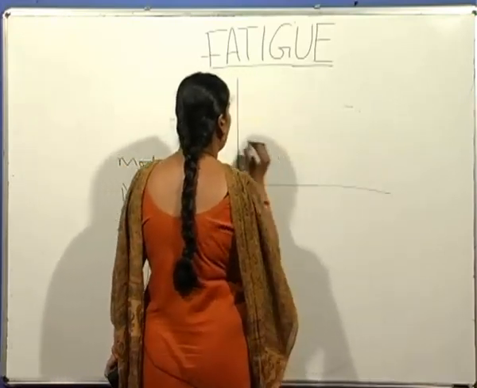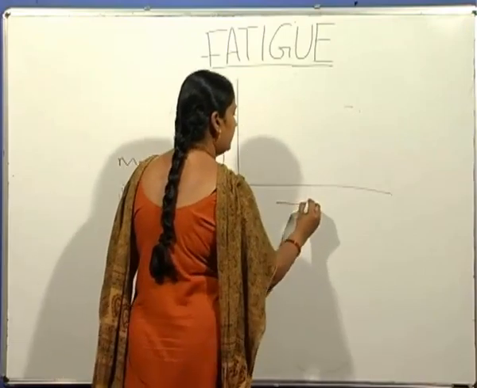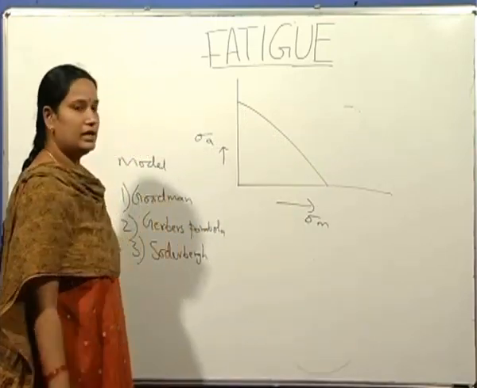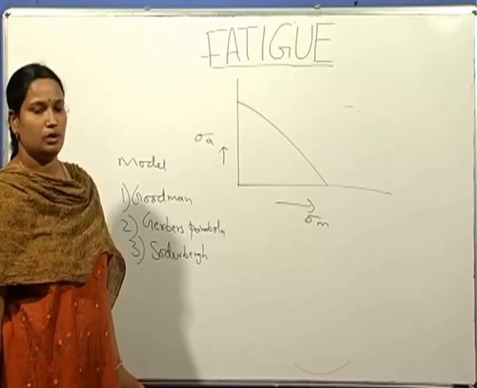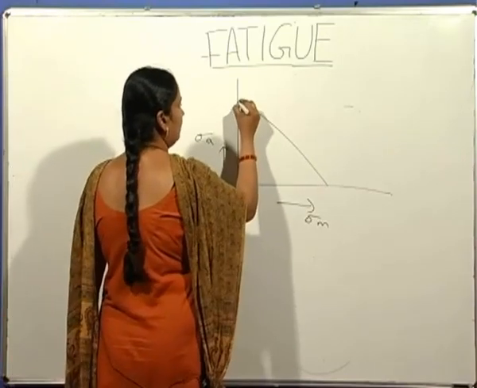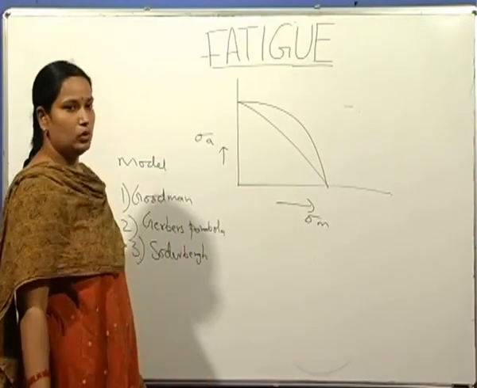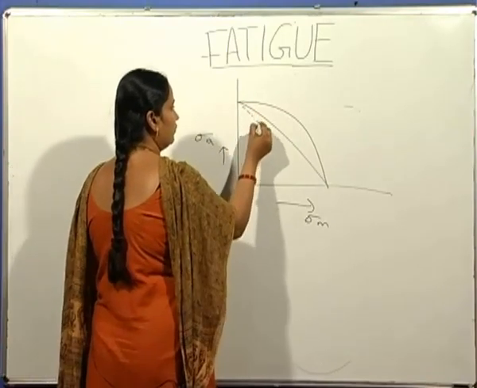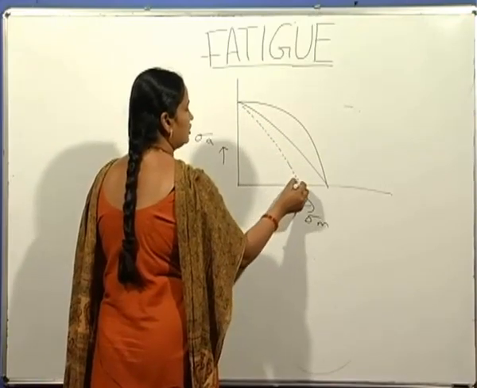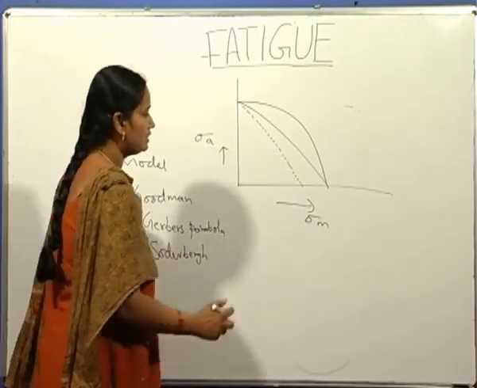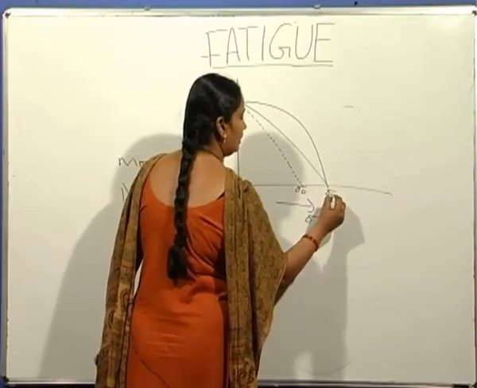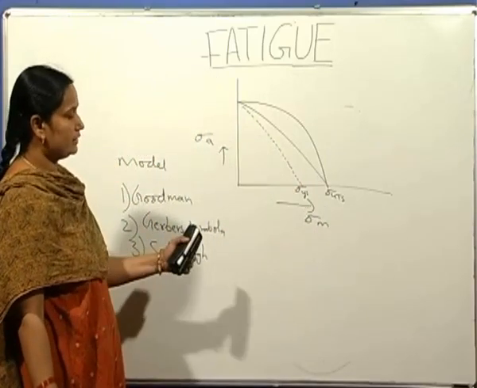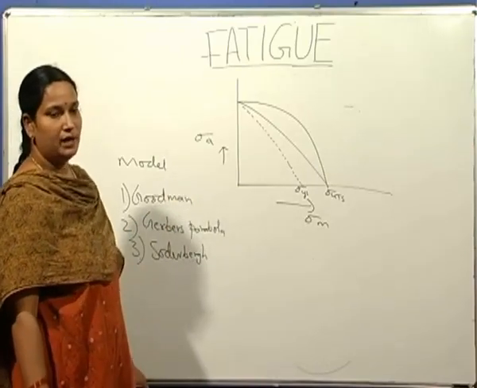So this is a plot of alternating stress with respect to mean stress sigma m. For the case of Goodman, it has been found that a linear relationship holds. For the case of Gerber, a parabolic relationship holds. And the Soderberg model is also linear, but the stress is replaced by yield strength, sigma ys, instead of ultimate tensile strength. This is for the case of Soderberg. So this is the effect of mean stress on alternating stress given by various models.